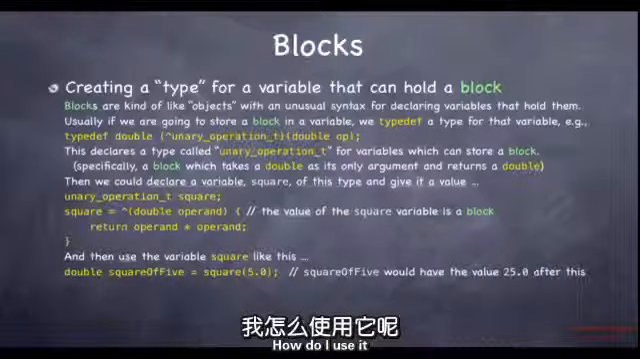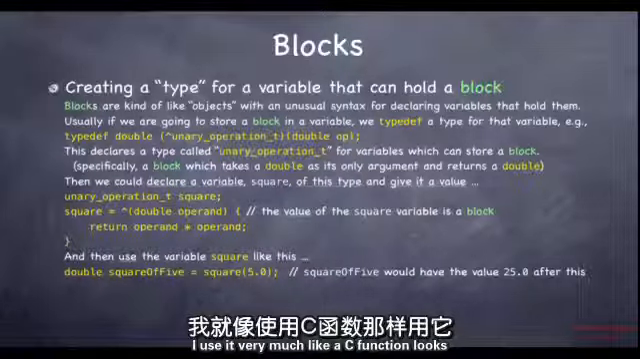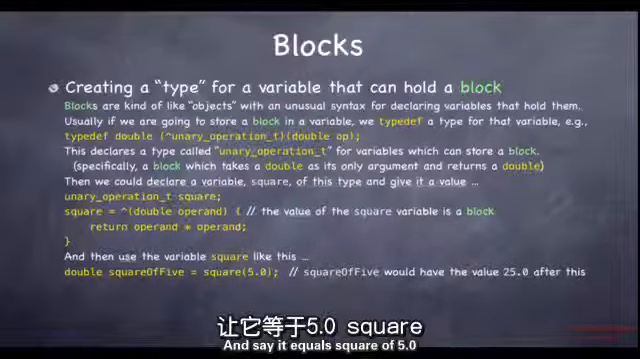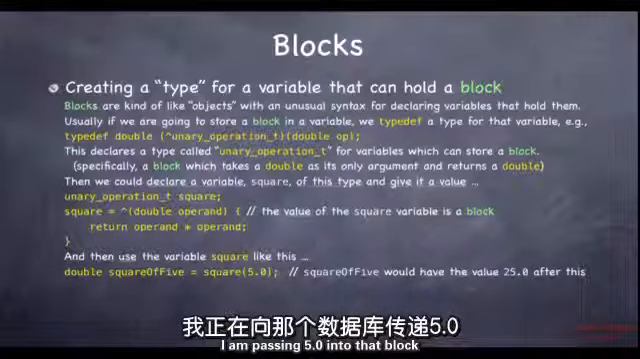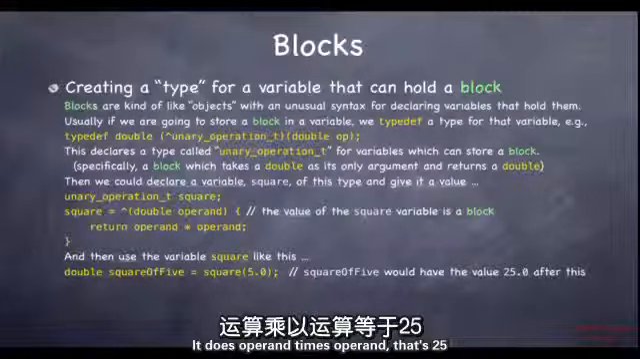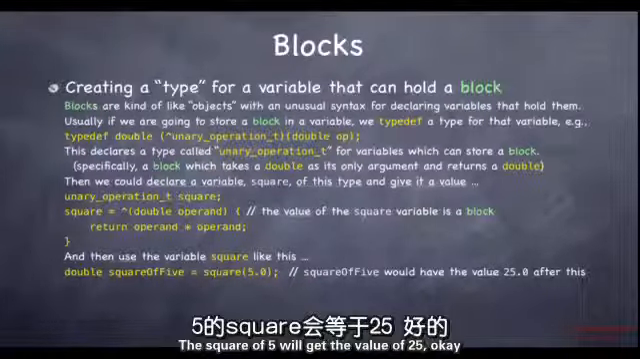How do I use it? I use it very much like a C function looks. I could declare a double called squareOfFive and say it equals square(5.0). I'm passing 5.0 into that block. 5.0 is the operand argument in the block. It does operand times operand. That's 25. squareOfFive would get the value of 25.